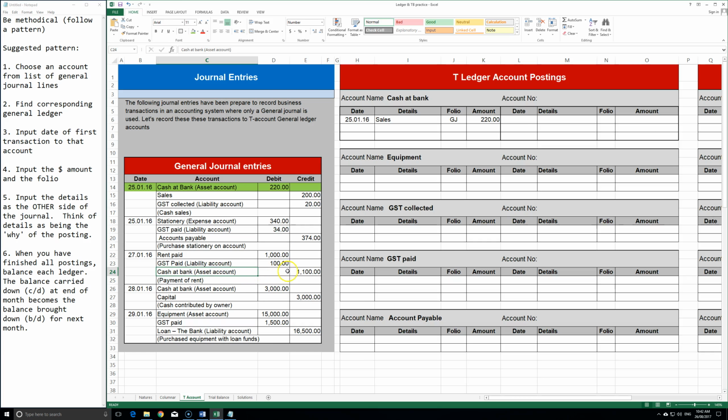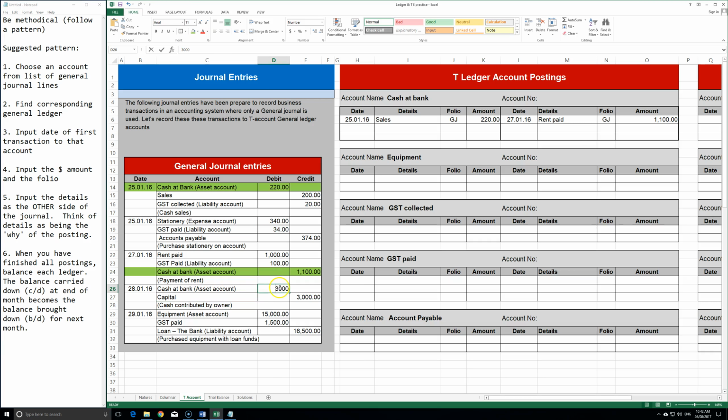Now in this case I have to remember that this is a credit. So it's extremely important I don't put it on this debit side, I have to make sure it's over here on the credit side. We go equals and put the date in. Then I'm going to put the amount in. Then the folio is the general journal. And it was because of rent. Okay, I'm going to tick off the cash at bank line. And look for my last one.